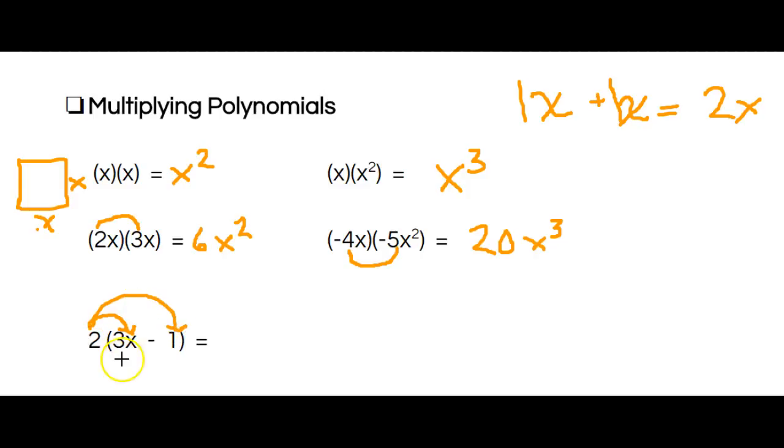So 2 times 3x, 2 times 3 is 6, so 2 times 3x gives me 6x. 2 times negative 1 gives me negative 2. So this last part, that's the part that students tend to forget about. So don't forget to distribute whatever's outside the brackets to both parts inside the bracket.